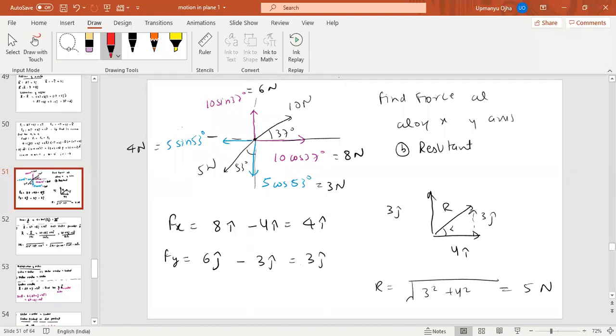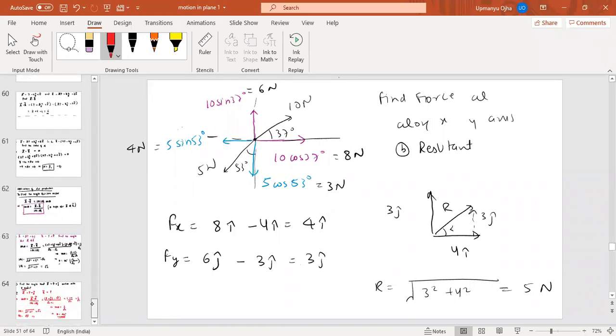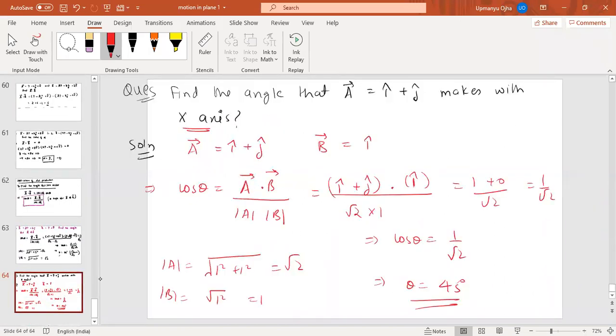We found the angle between them. In the last question, we found cos theta was 1 by root 2. So theta was cos inverse of 1 by root 2. We know that if 1 by root 2 is there, the theta will be 45 degree. The angle should be calculated by the method which I told you. Yes, that is the method which you have to do. This is the only correct method to find the angle between two vectors.